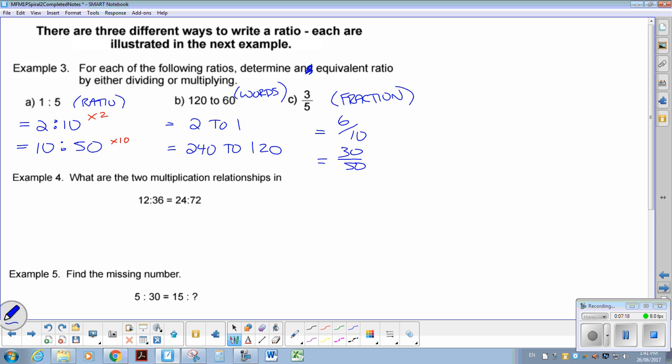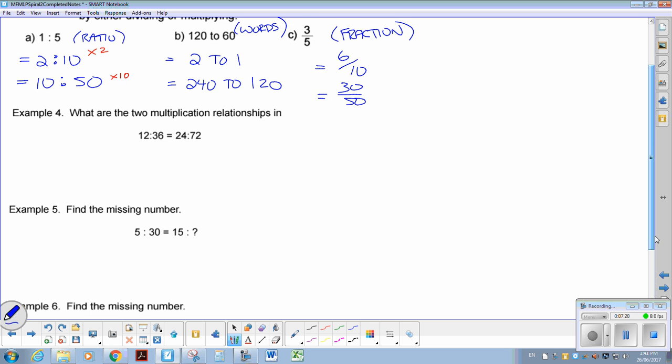Okay. Example number 4 here. What are the 2 multiplication relationships in here? So what we need to figure out, they're telling us that these 2 ratios are equal. So how are they equal? Well, I look at the first term and compare it to the first term, because remember, it has to be the same. So if, for example, this represented boys, this has to be boys. So what is the relationship to go from 12 boys to 24 boys? Well, 12 times blank is going to give me 24, and hopefully most people are saying 2.